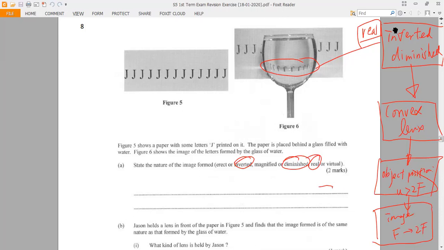State the nature, I circled that already, right? And then, Jason holds a lens in front of the paper in figure 5 and finds the image formed is of the same nature. So what is the lens held by Jason? First, you know that it's a convex lens. Okay, let's continue.